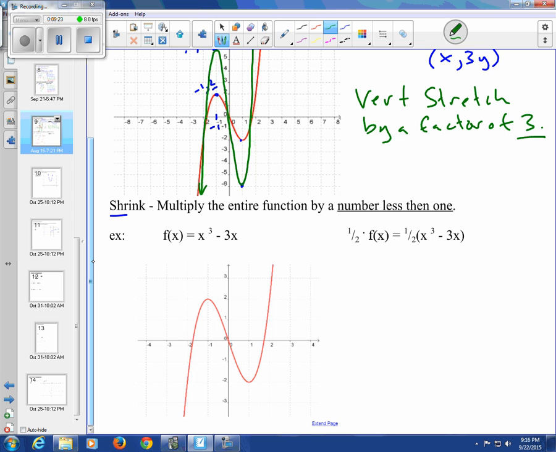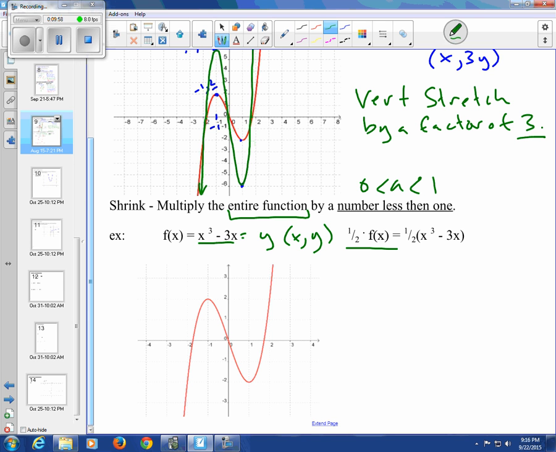So right here, looking at a vertical shrink, a shrink is going to happen when we multiply the entire function, and again that's the equation, by a number less than 1. And again, when we talk about a number less than 1, really we're saying a number in between 0 and 1. So right here, same example, we've got f of x equals x cubed minus 3x. When we multiply this function by 1/2 now, we're seeing the y values defined by this equation, giving us the y values, the ordered pairs.